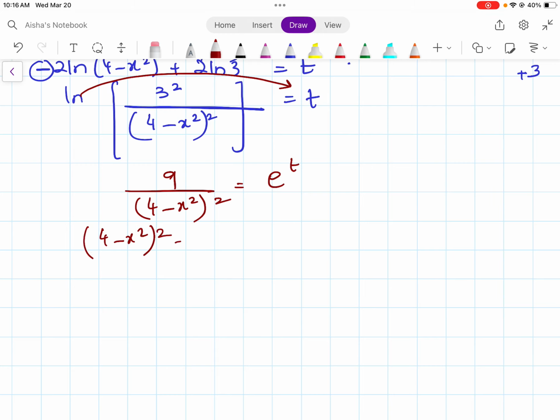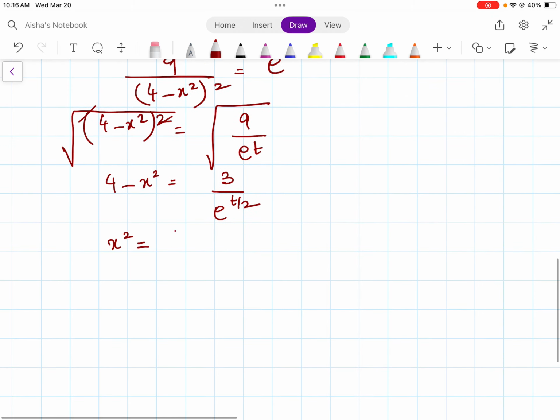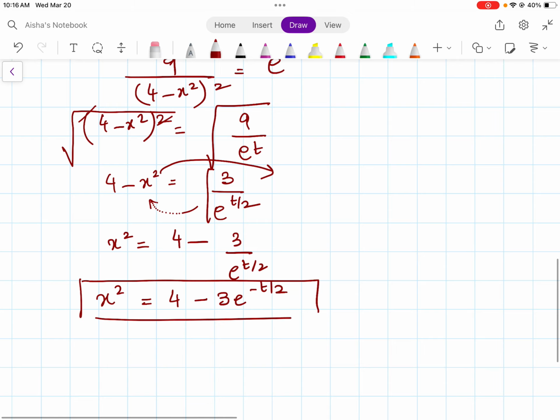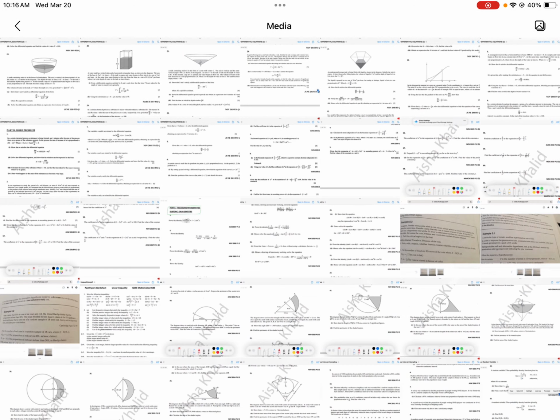Cross multiplication. Removing the square requires a square root. I move this here and this entire fraction to this side. You know, after solving the differential equation, making the subject is where majority of the students get stuck. Let's do another question now.